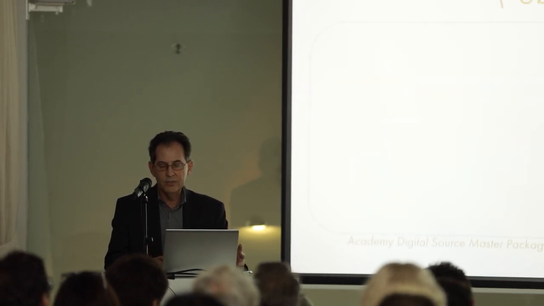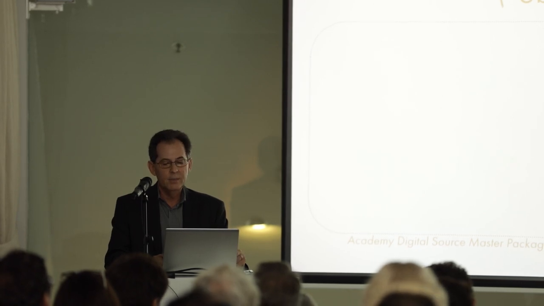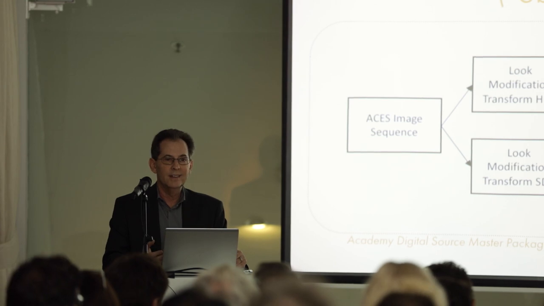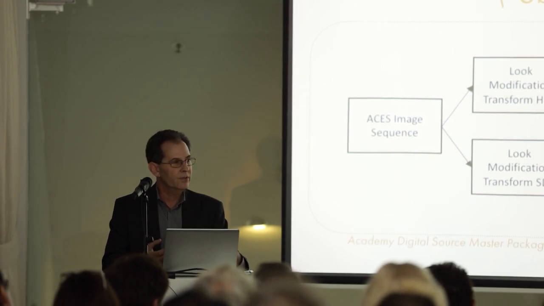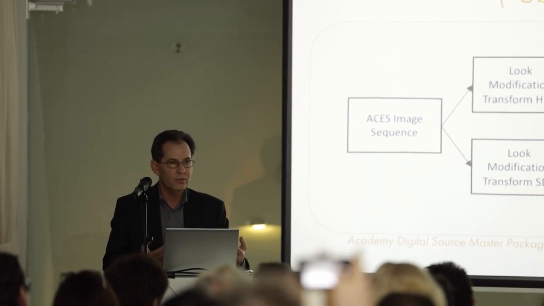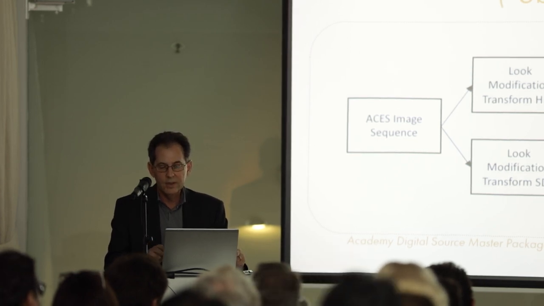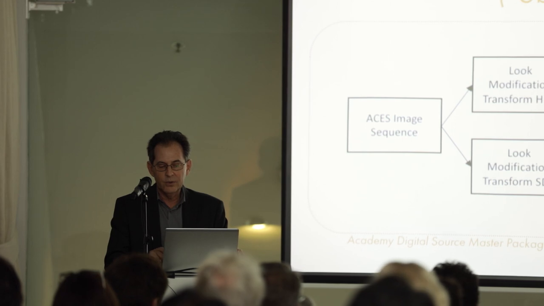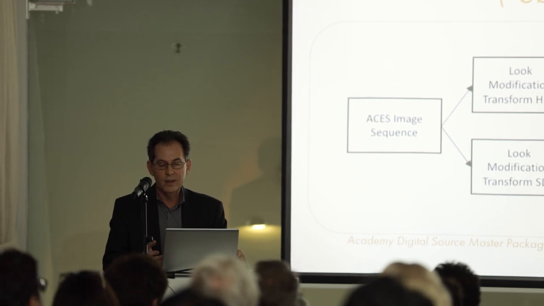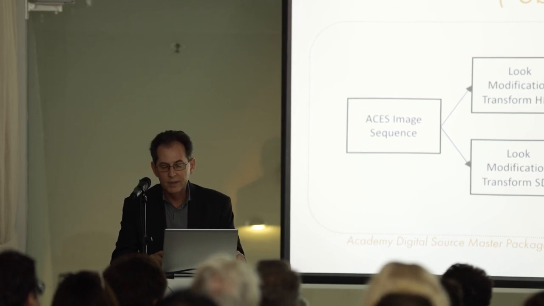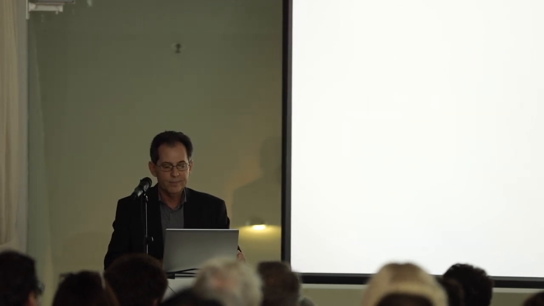And things get really interesting from a packaging perspective, because quite often you have multiple versions at the master level. Some content doesn't lend itself to a single master, and then you derive the SDR version, for example, from the HDR version. In some cases, that does work. So you can see how an Academy Digital Source Master package built as a constrained IMF App 5 package meets requirements for master level delivery and long-term archiving.